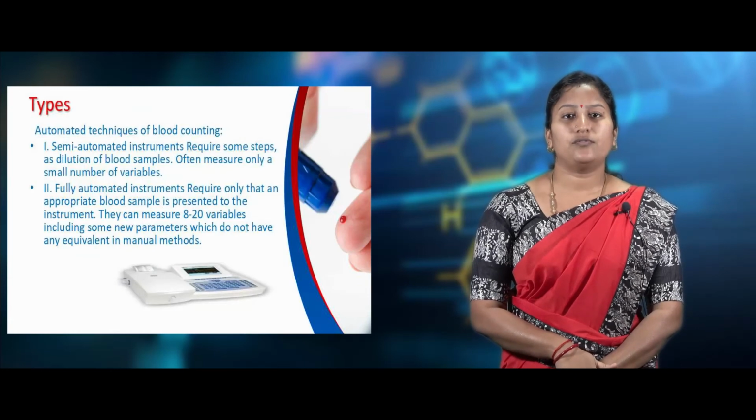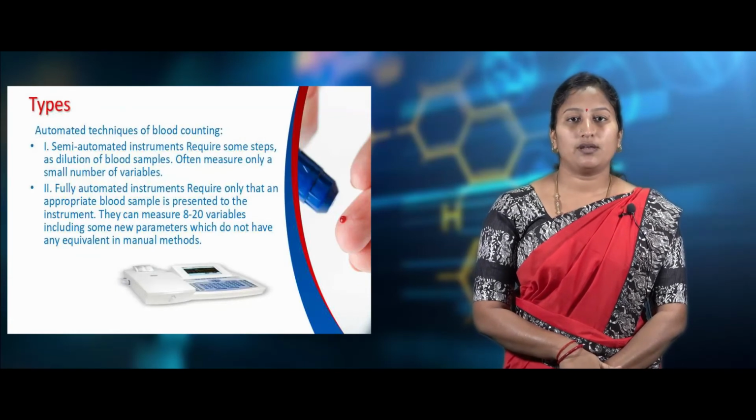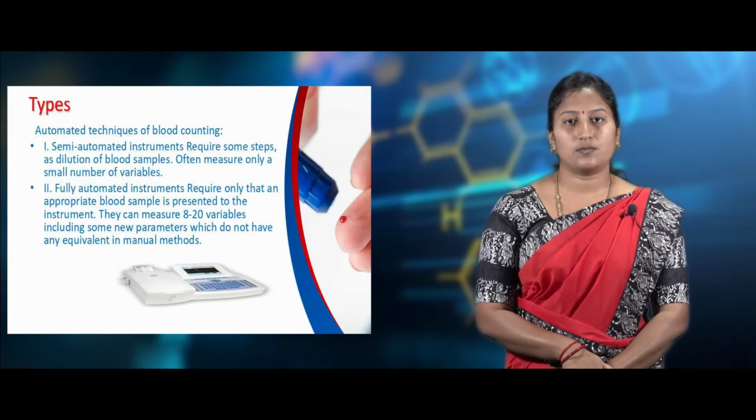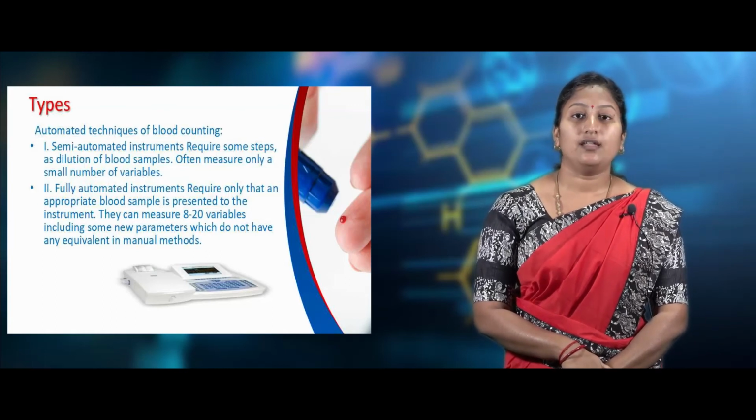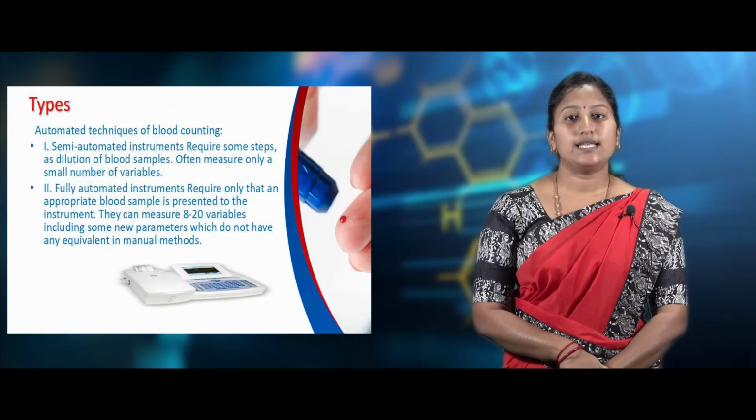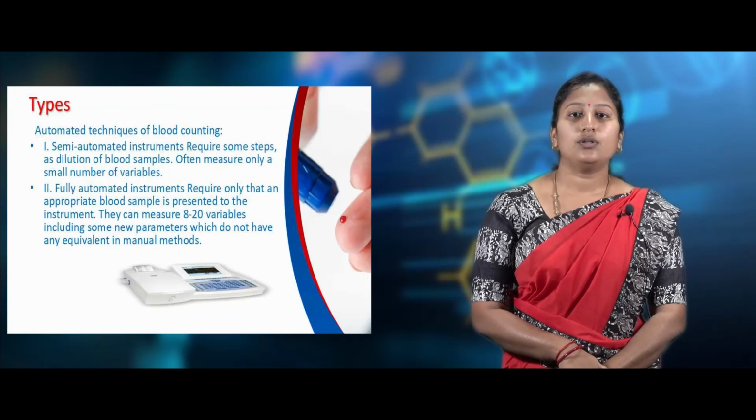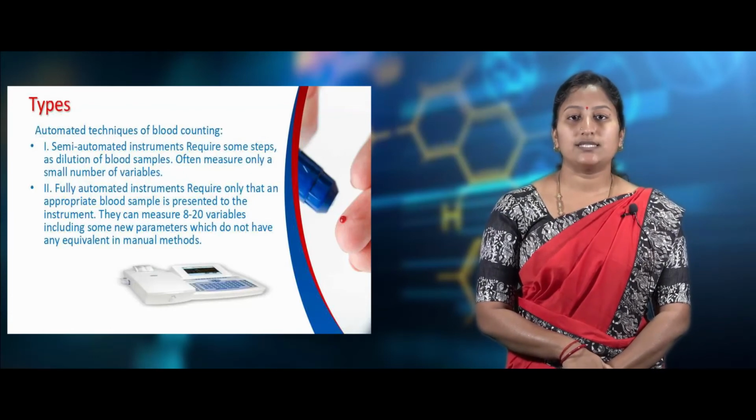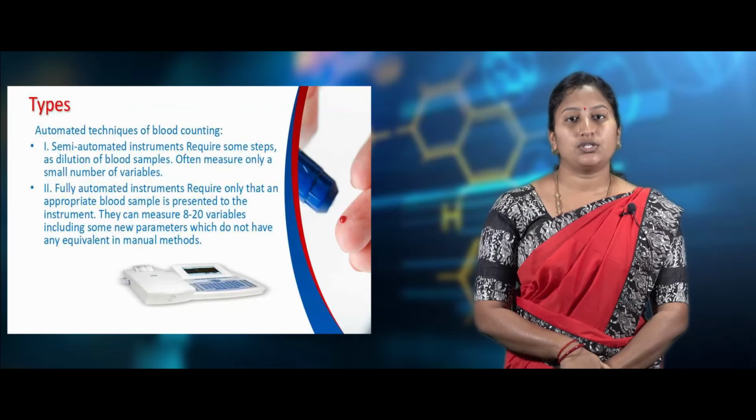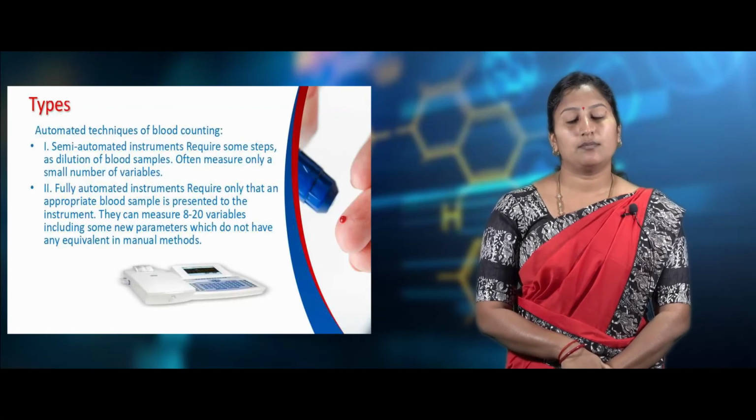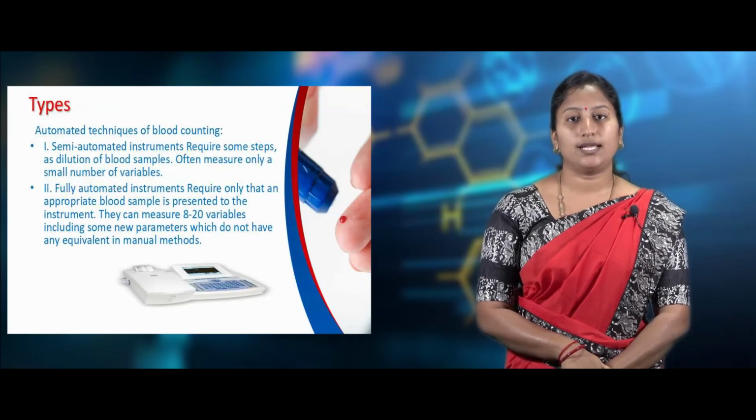There are different types of hematology analyzers: semi-automated instruments and fully automated instruments. Semi-automated instruments require a few steps like dilution of blood samples, and they often measure only a small number of variables. Fully automated instruments require only that appropriate blood samples are presented to the instrument, and they can measure around 8 to 20 variables, with some new variables that don't have any equivalent in the manual method.